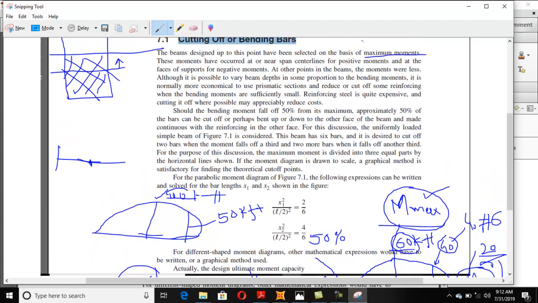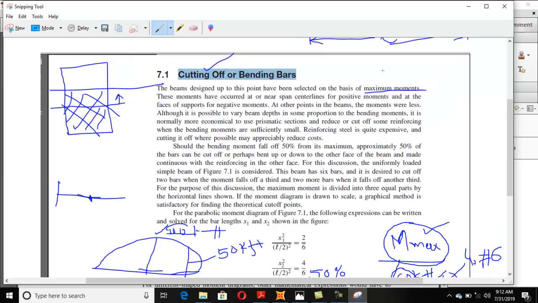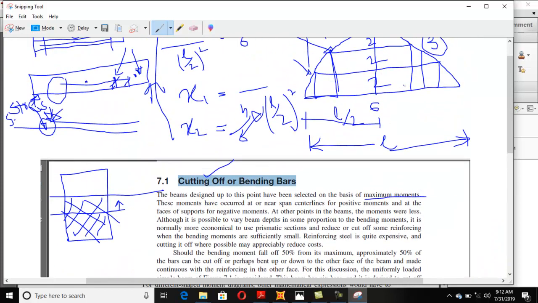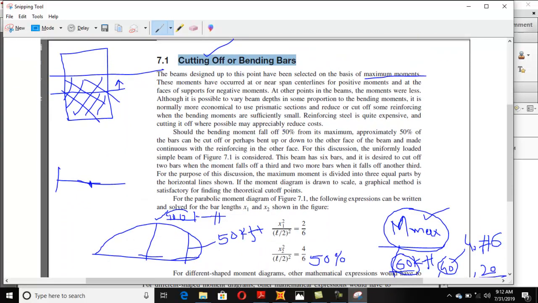Okay, so this point and also there. At other points in the beams, the moments were less. Although it is possible to vary beam depths in some proportion to the bending moment, you can do this approach also, that you vary the beam cross section. You can reduce the beam cross section, because at the mid your moment is maximum, so provide maximum cross section there and less at the support. But that approach is uneconomical.